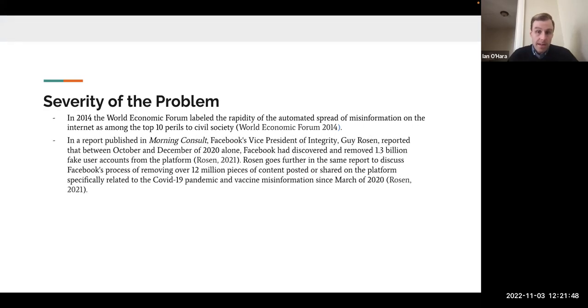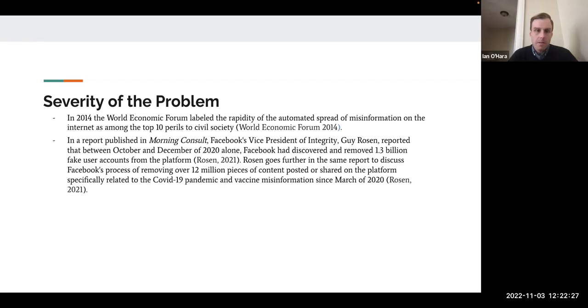The vice president of integrity at Facebook, Guy Rosen, I'm not sure if he's still there or not, reported that between October and December of 2020 alone, Facebook had discovered and removed 1.3 billion fake user accounts from the platform. So that's Facebook's own report. 1.3 billion fake user accounts. There's probably significantly more than that that need to be removed, that maybe weren't flagged as fake accounts because the algorithm wasn't sophisticated enough to catch those accounts.